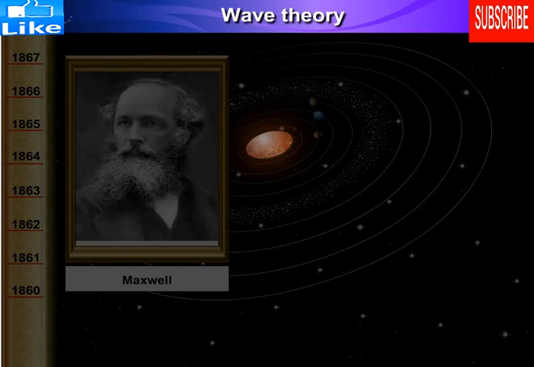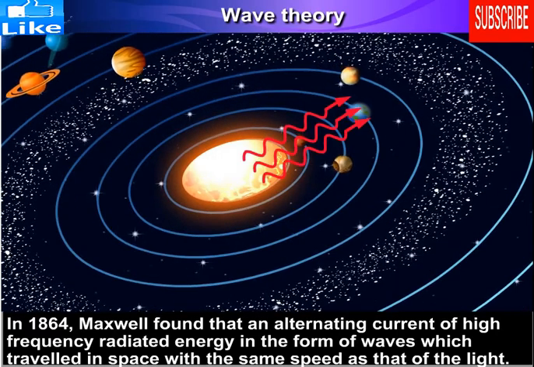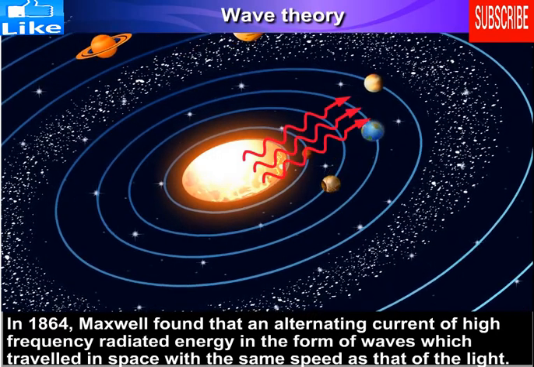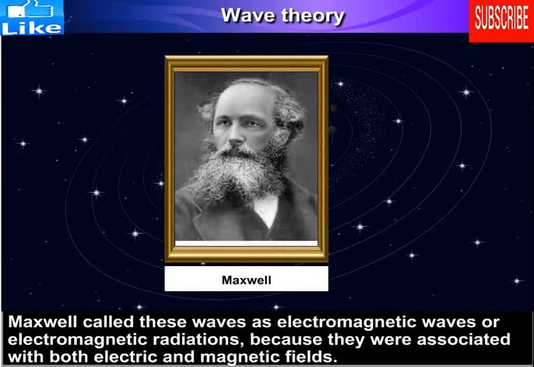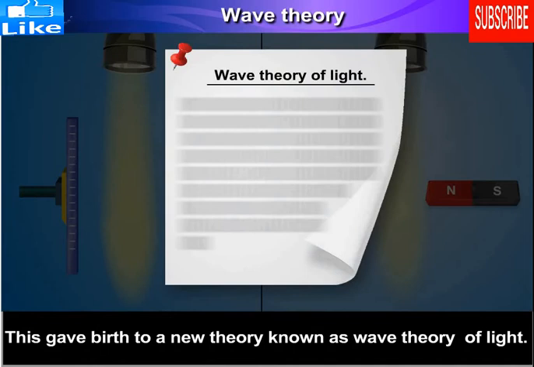Wave theory. In 1864, Maxwell found that an alternating current of high frequency radiated energy in the form of waves, which traveled in space with the same speed as that of light. Maxwell called these waves electromagnetic waves, or electromagnetic radiations, because they were associated with both electric and magnetic fields. This gave birth to a new theory known as the wave theory of light.